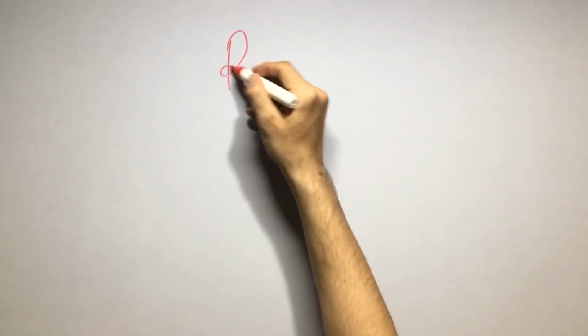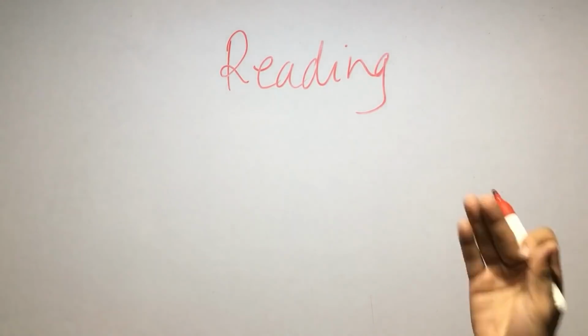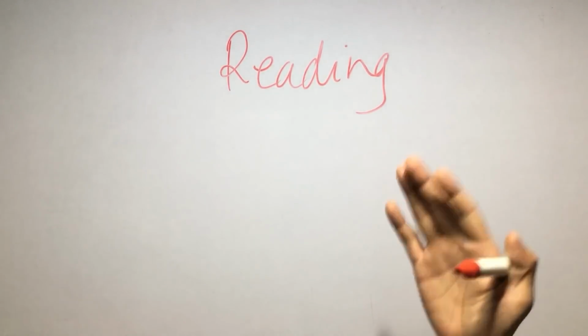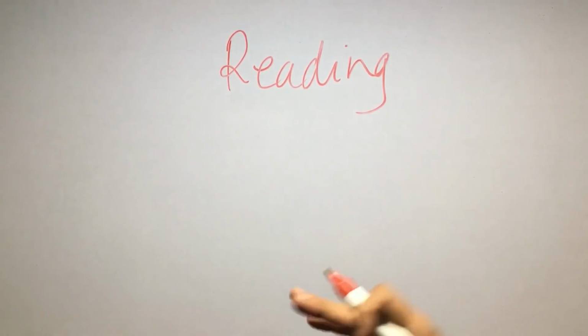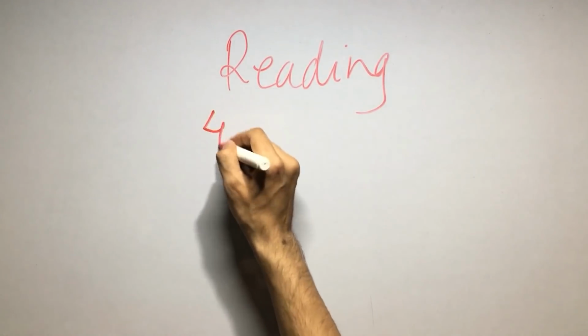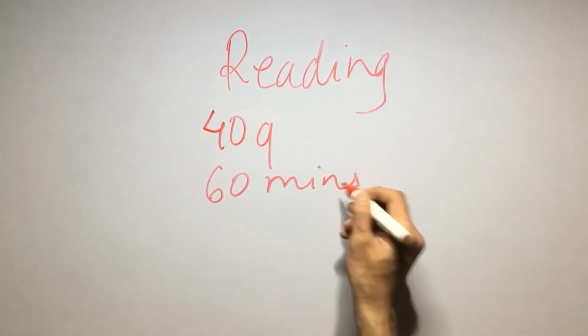Now let's see what happens in the next module, which is called reading. As soon as your listening test is over and you write the answers in the answer sheet, they'll come and take the answer sheet from you. They'll give you another question sheet, that is reading. Here, you'll be given 40 questions again, but this time you'll be given 60 minutes.